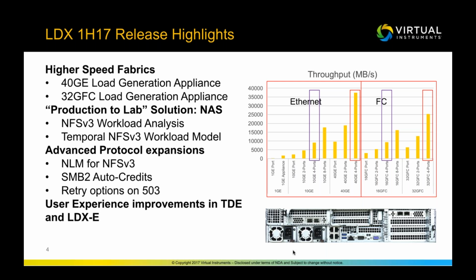In addition to the higher speed load generation appliances, we also added the industry's first solution to convert your production NFS v3 workload data to a workload model using Load Dynamics Enterprise. For those of you who are familiar with that capability for fiber channel, the concept is pretty much exactly the same. It's pretty straightforward: once you get that production workload data from your storage arrays that we support, all you have to do is import it and plug it into Load Dynamics Enterprise, and we'll automatically go through the analysis and create a workload model for you. So in the first half of this year, we added support for NFS v3 to that solution.